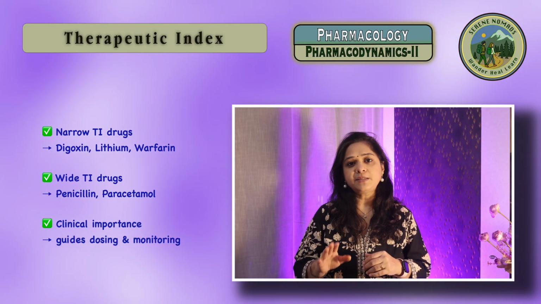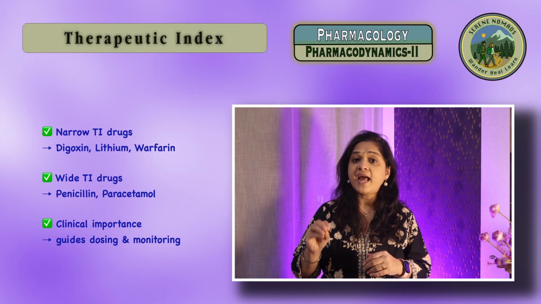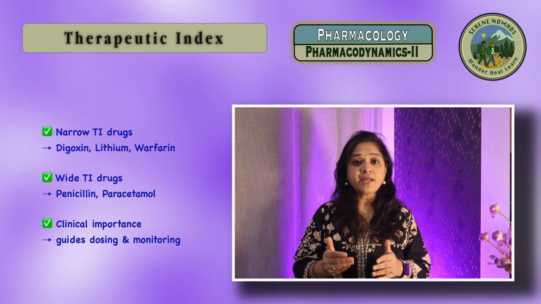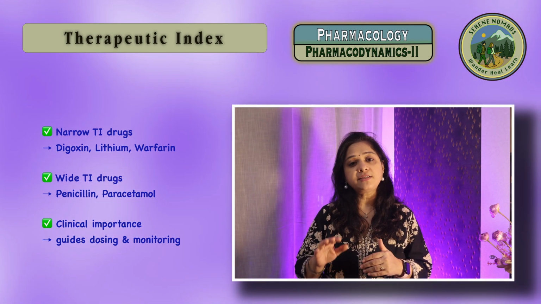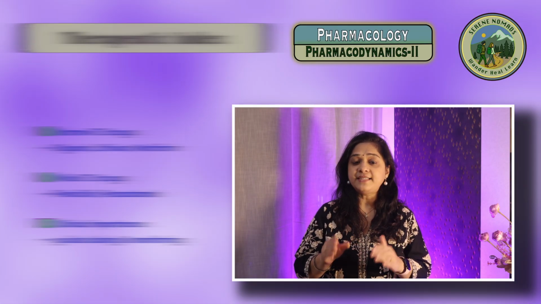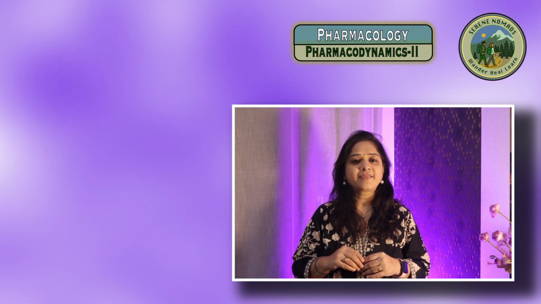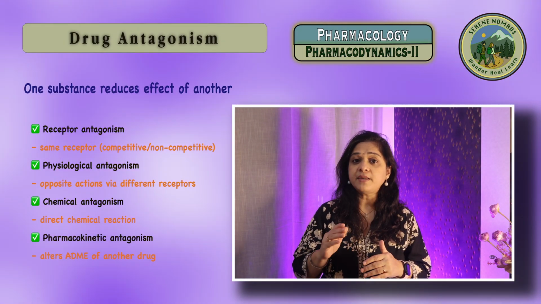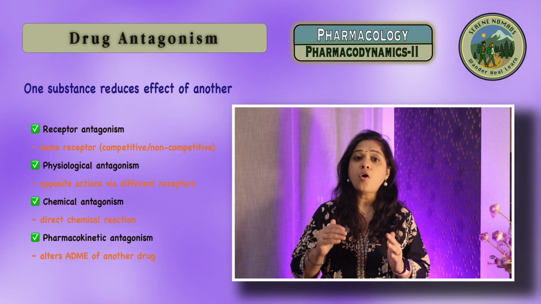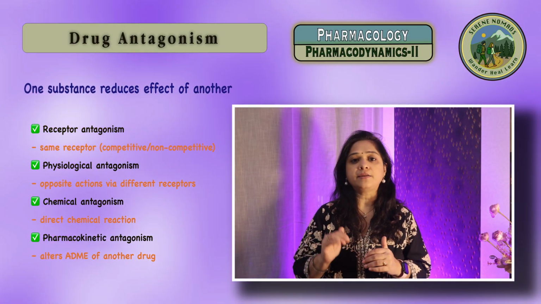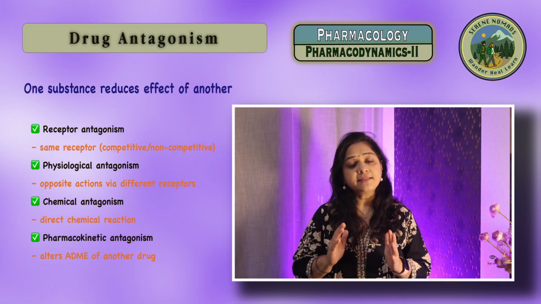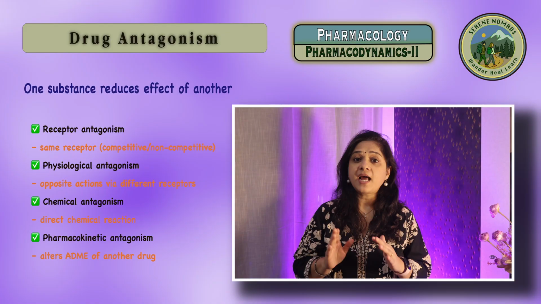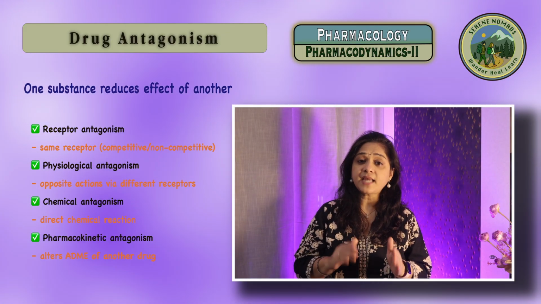In practice, these principles guide dose titration, help us compare drugs, and allow us to avoid overdosing. They also explain why patients respond differently to the same drug due to genetics, disease state, or other medication. Now, let's see what antagonism is. Drug antagonism is when one substance interferes with or reduces the effect of another. This can happen at the receptor level or elsewhere in the body. Sometimes this is intentional, like antidotes, and other times it's a side effect of the drug.